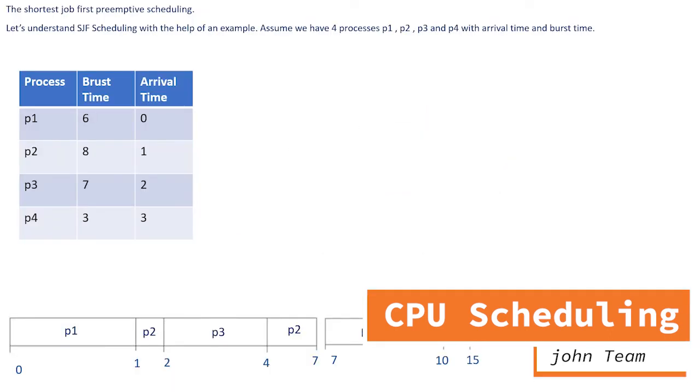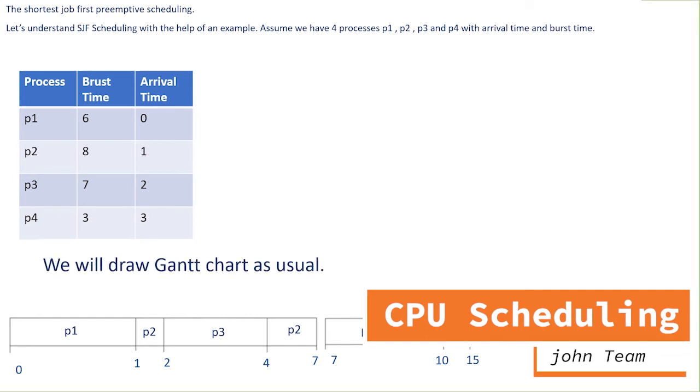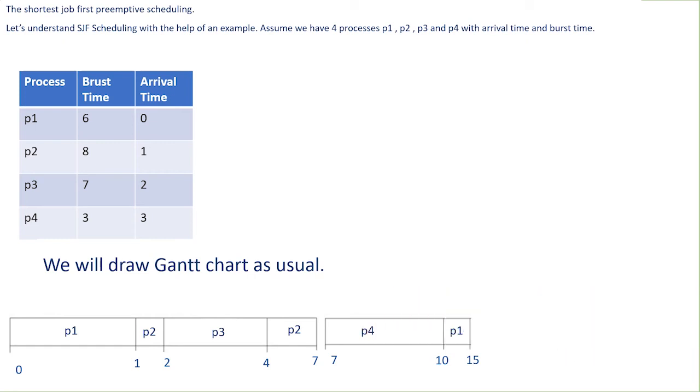Second, the shortest job first preemptive scheduling. Let's understand shortest job first scheduling with the help of an example. Assume we have four processes P1, P2, P3 and P4 with arrival time and burst time. Then draw the Gantt chart.